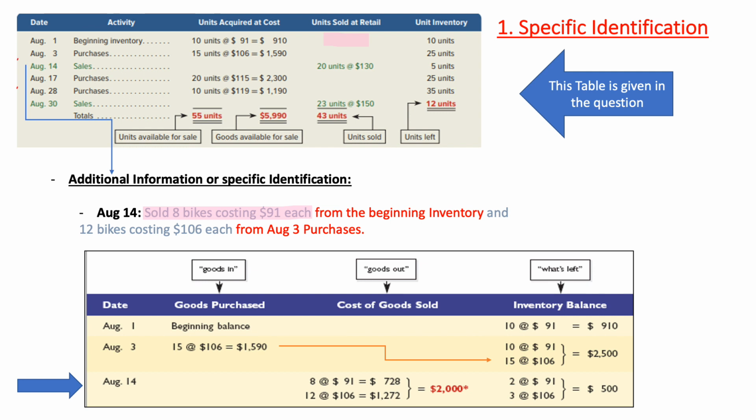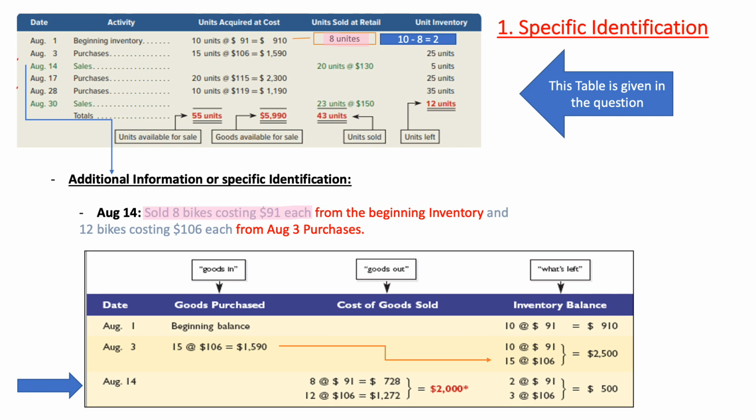So it means that they go to the beginning inventory on the table and take 8 units. In the beginning inventory, I have 10 units, but now they sell 8 units. So how many units will be left in my inventory? It's not 10 from the beginning inventory. Why? Because I have 10 and I sold 8, which means that now I have only 2 units left.